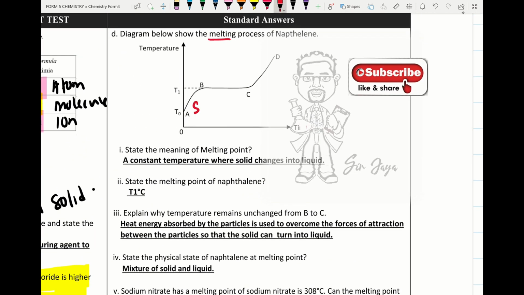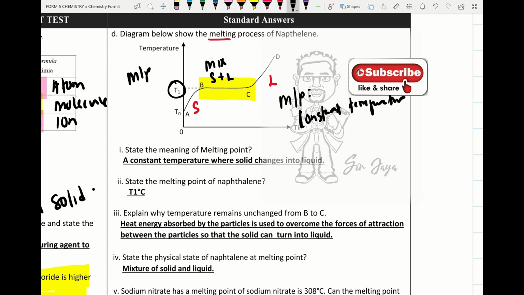Alright, now we move on to the melting process of naphthalene. Melting means the solid changing into liquid, from B to C. From B to C, this horizontal line, the particles will be a mixture of solid plus liquid, and this T1 will be the melting point. So please remember, the meaning of melting point is a constant temperature where solid changes into liquid. So the answer is given here.